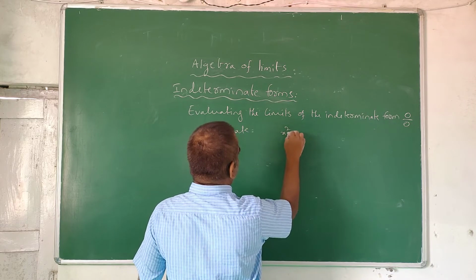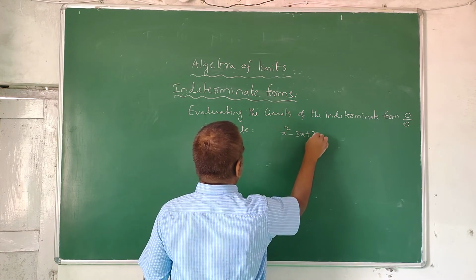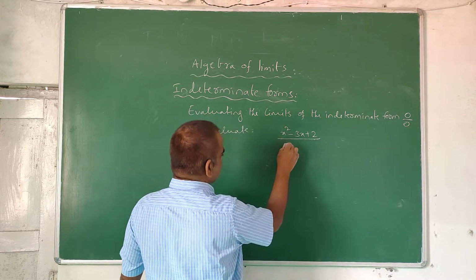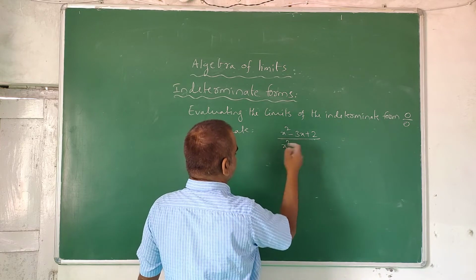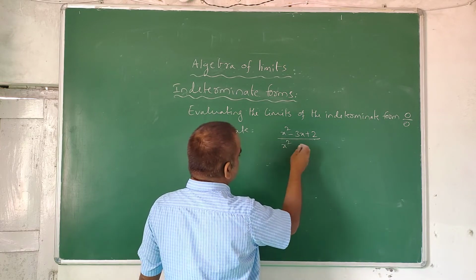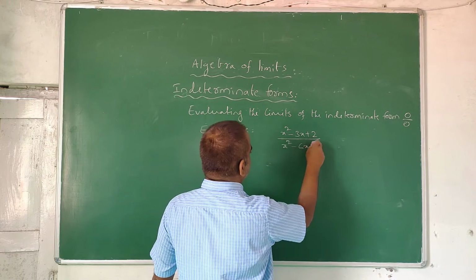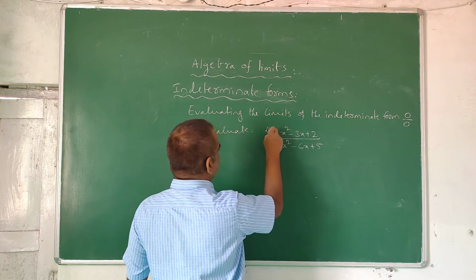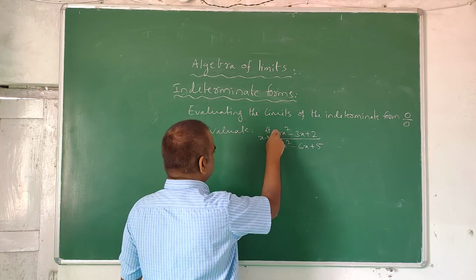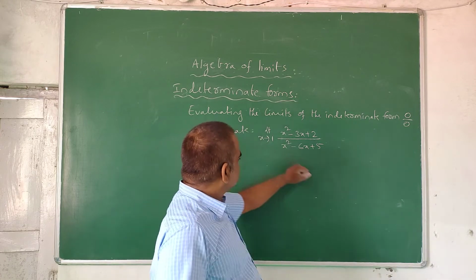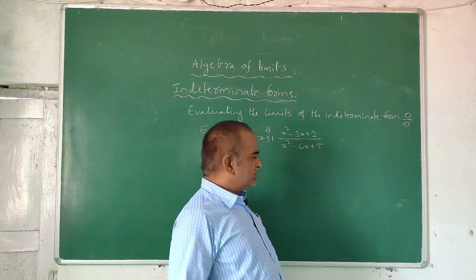x square minus 3x plus 2 by x square minus 6x plus 5, limit x tends to 1. So we have to evaluate this.